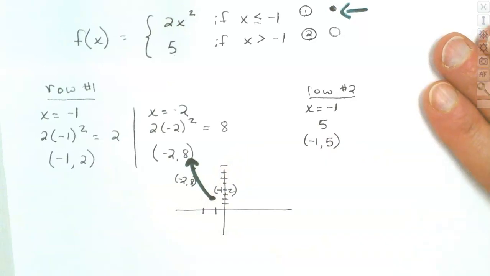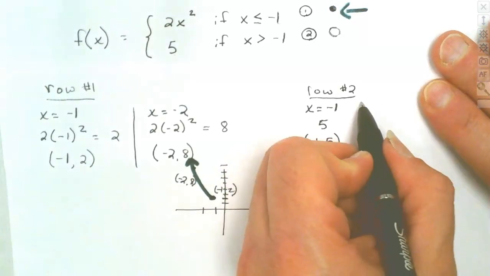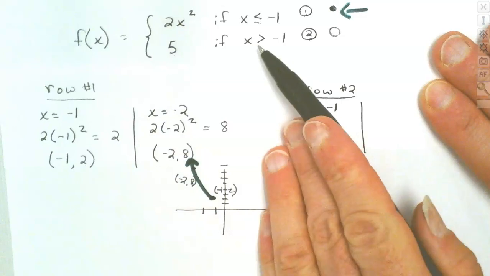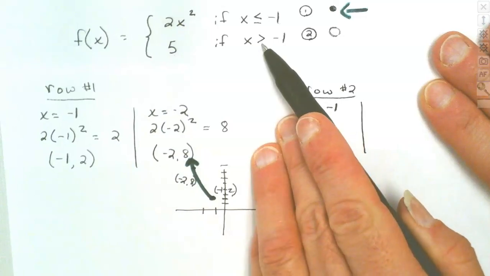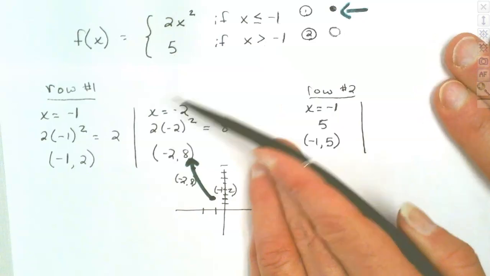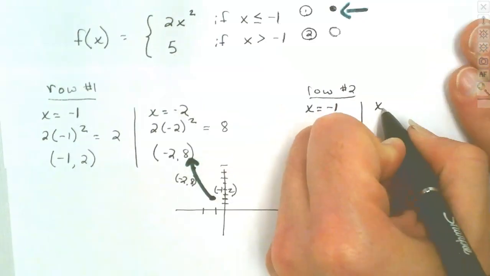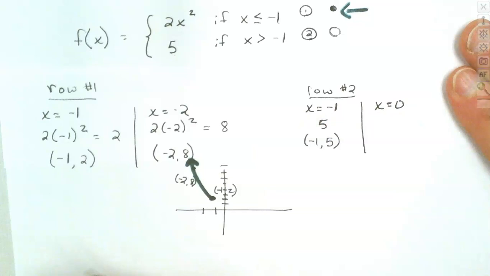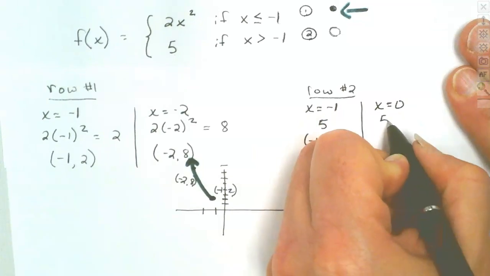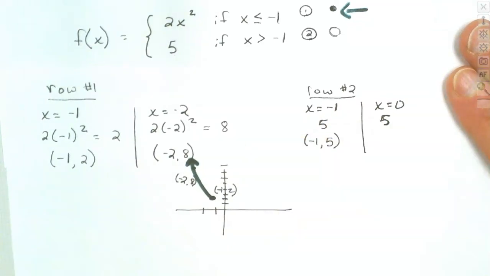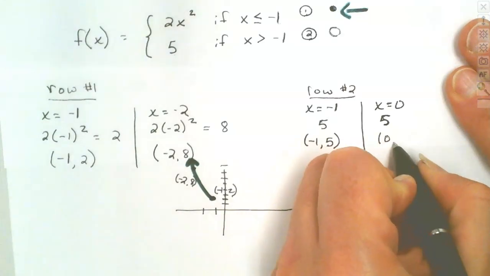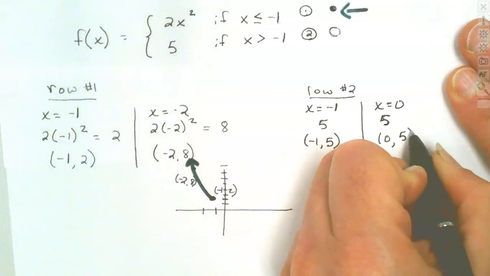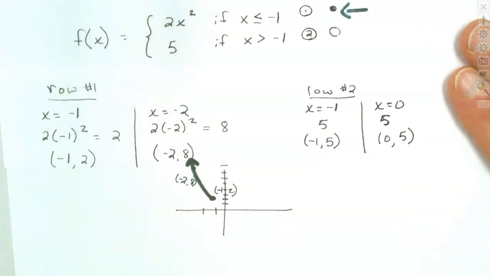And what is that ordered pair now? -1, 5. We need another one in that row. Row 2 is going to be for values that are bigger than -1. A number bigger than -1 would be 0. And again, if I plug that 0 into the second row, it's a constant function at 5. So that would give me my second ordered pair, which is 0, 5.